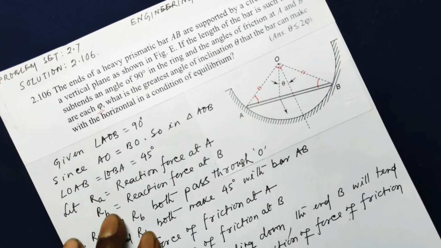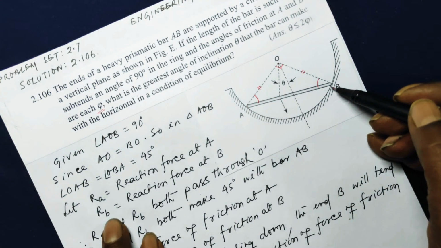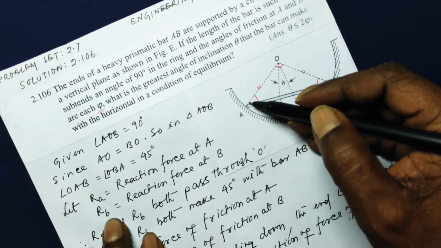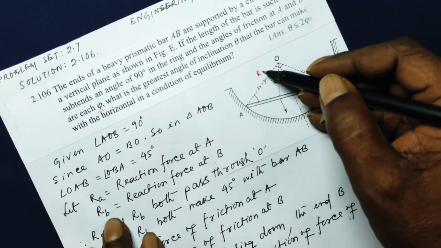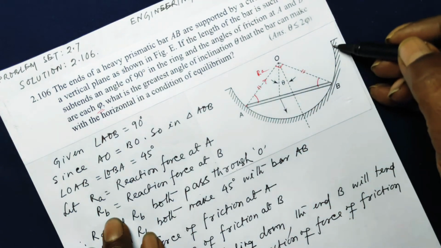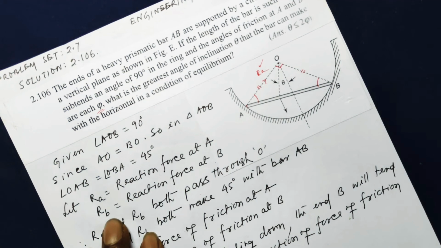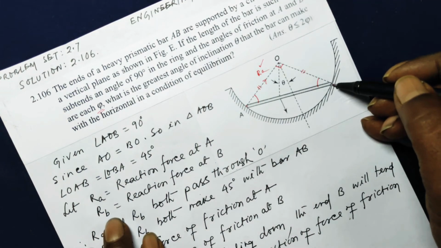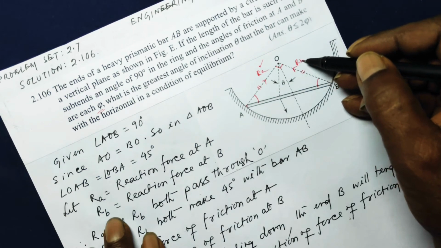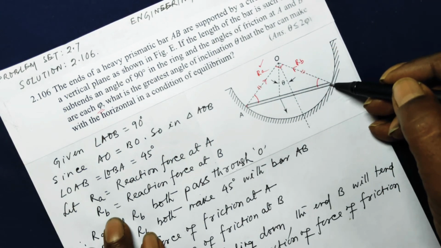Now, let RA be the reaction force at A, RB the reaction force at B. So RA, the reaction force at A, will be pointing towards O, normal to the surface at the point of contact A due to some action force. Similarly, RB is the reaction force at B pointing towards O, and this RB is normal to this surface at point B, at the point of contact.